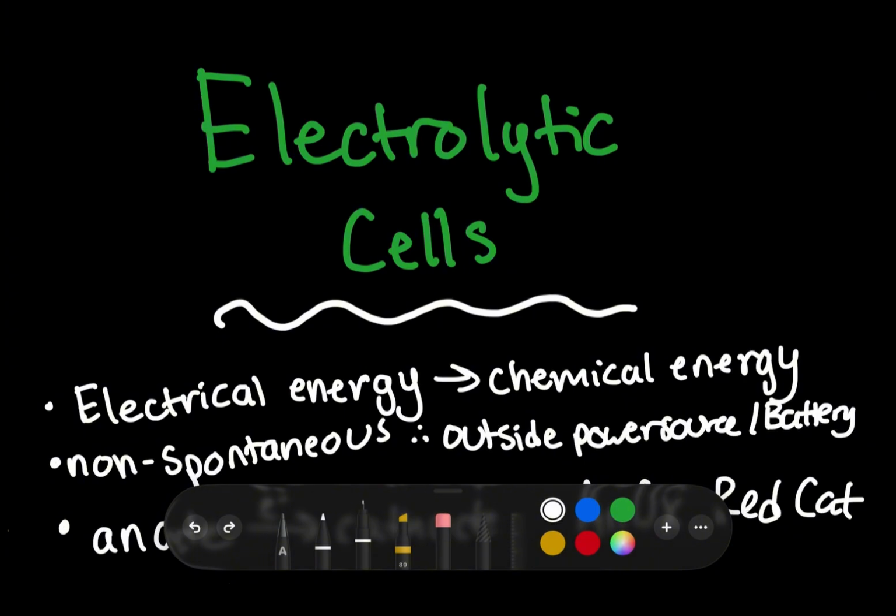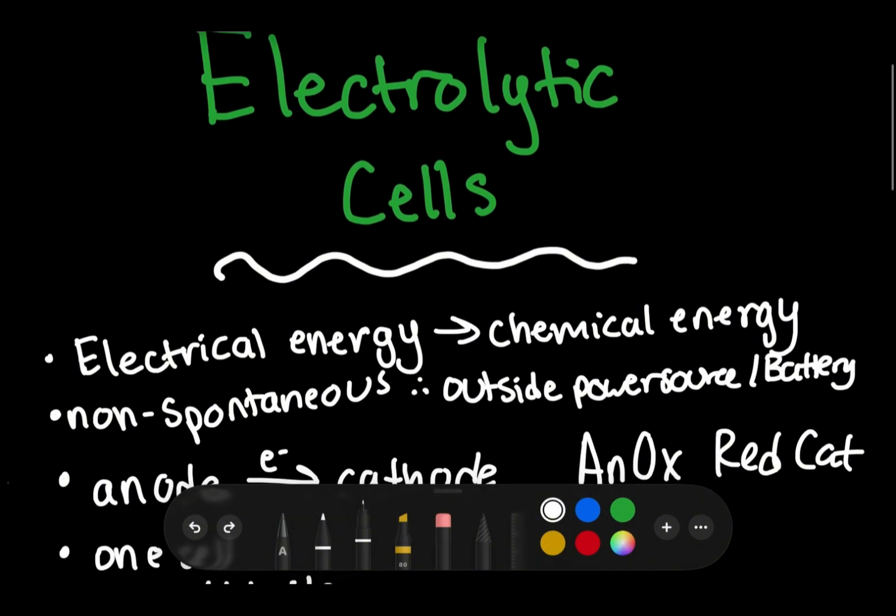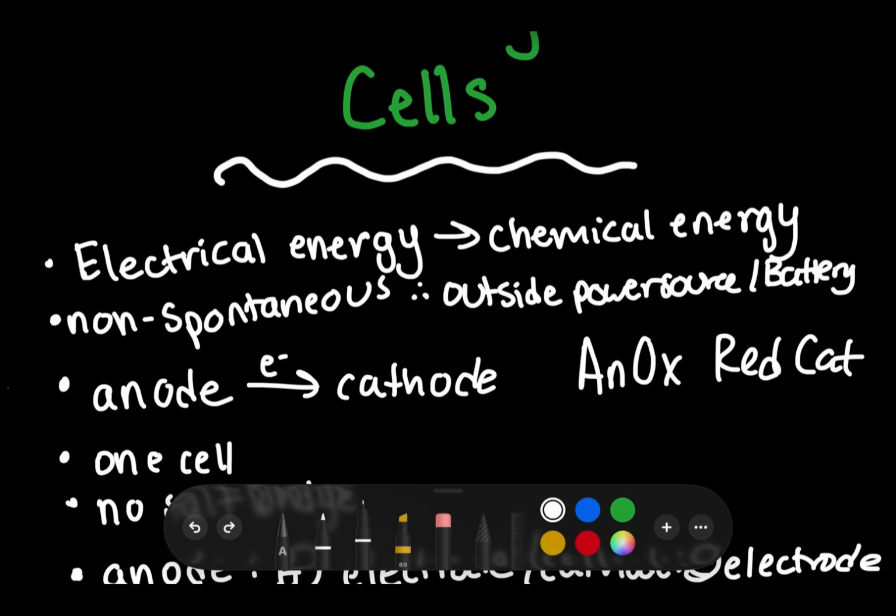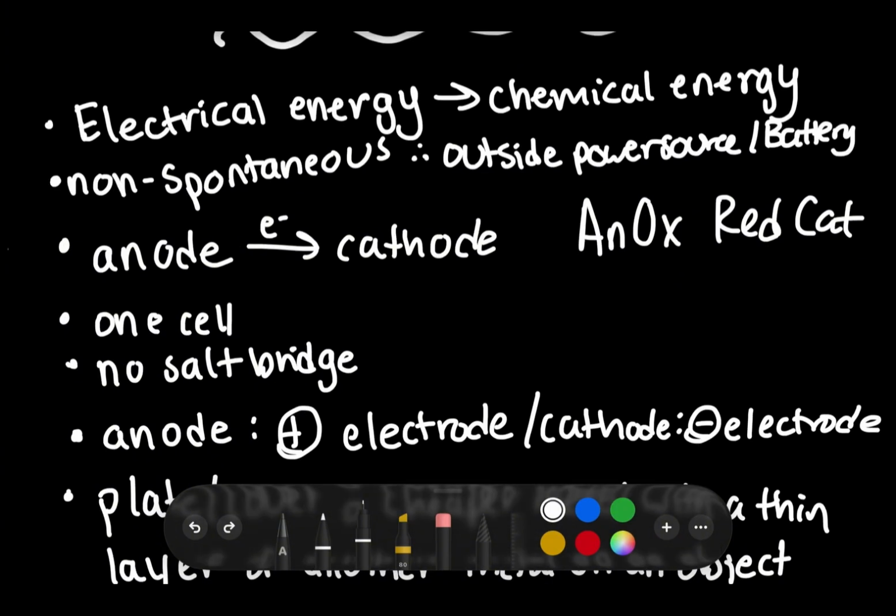Today we're going to be talking about electrolytic cells. Electrolytic cells involve the use of electrical energy from a non-spontaneous power source or outside source, such as a battery, to then convert into chemical energy. Just like in a voltaic cell, electrons are flowing from the anode to the cathode, and we can remember this through the acronym AN OX, RED CAT. An for anode and ox for oxidation, then red for reduction and cat for cathode.